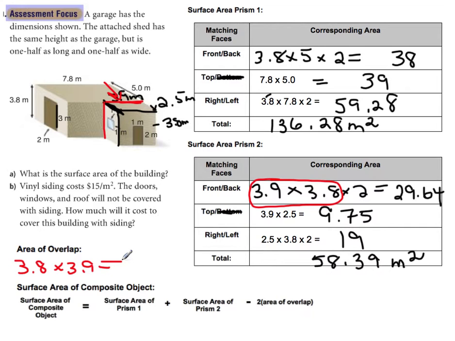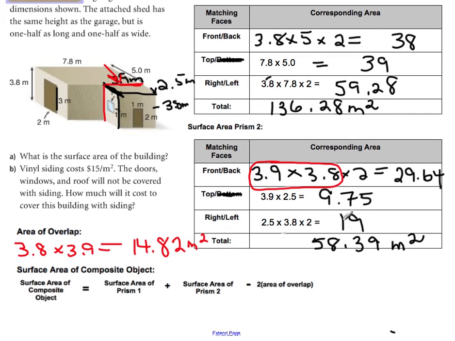Okay, and I'm going to do that calculation. Definitely got that one wrong. 14.82, and I'm going to check it one more time because I knew my first answer was way out to lunch. I got like 7. 3.8 times 3.9. Okay, and I got that answer. Awesome. Meters squared.